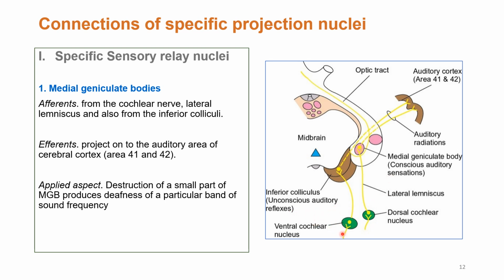So from the cochlear nucleus, the afferents will go to the medial geniculate body and inferior colliculus. And then the inferior colliculus projects onto the medial geniculate body also. So the medial geniculate body is for conscious auditory sensations, the inferior colliculus is for unconscious auditory reflexes. Then the medial geniculate body will project onto the auditory cortex, areas 41 and 42.